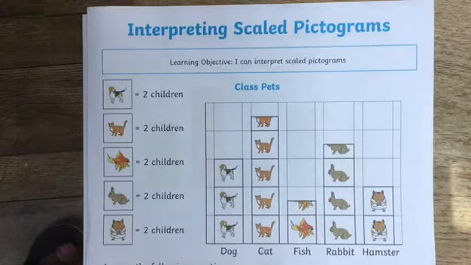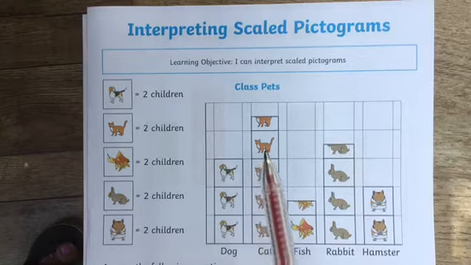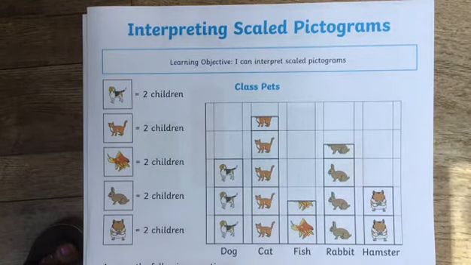So you should be looking at this the same as I am and counting up that we have 2, 4, 6, 8, and then one more here makes 9. So 9 children would say that they have a cat as a pet. Have a look at the fish. How many children say that they have a fish as a pet?